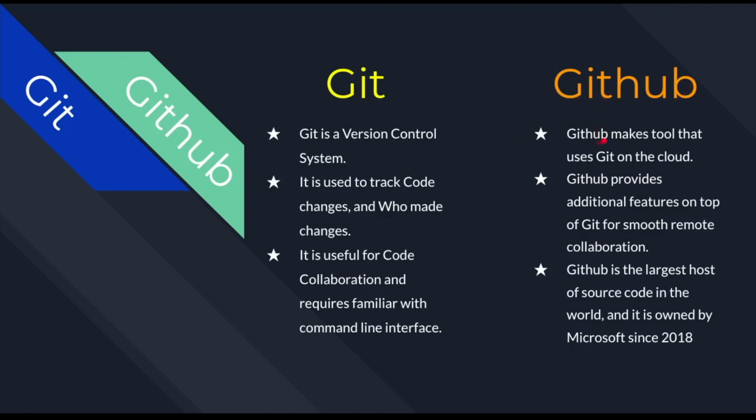What is GitHub? GitHub makes a tool that uses Git on the cloud. So we can use Git on the cloud using GitHub, right? GitHub provides additional features on top of Git for smooth remote collaboration. So you can collaborate remotely. Apart from the Git features, there are some additional GitHub features that are very useful. We can explore that. GitHub is the largest host of source code in the world and it is owned by Microsoft.